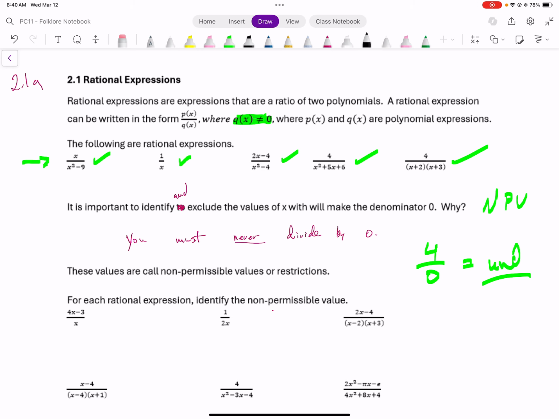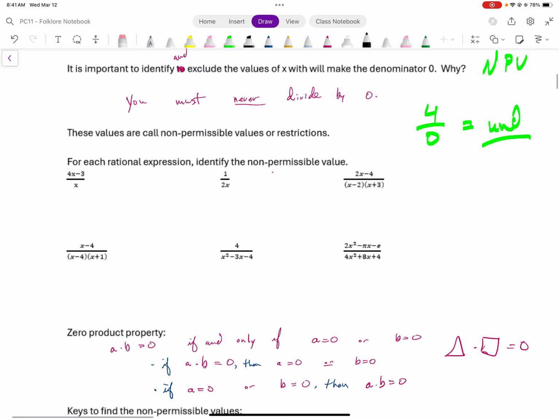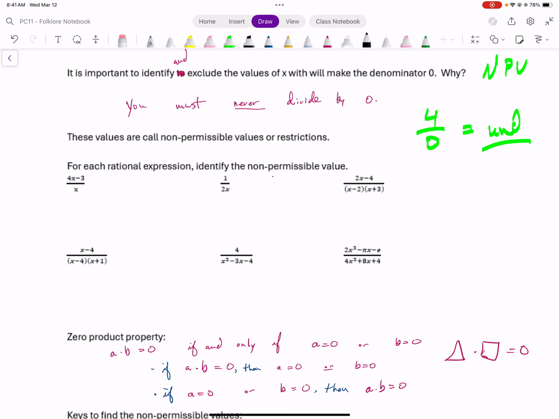So allow me to start with our first example here. For each rational expression, identify the non-permissible values. Well, the non-permissible values are those values of x that make our denominator 0. So let's take a look at our denominator. For what value of x is the denominator 0? Don't overthink this one. Really, it's just when x is equal to 0. So we write our non-permissible values: x cannot be equal to 0.